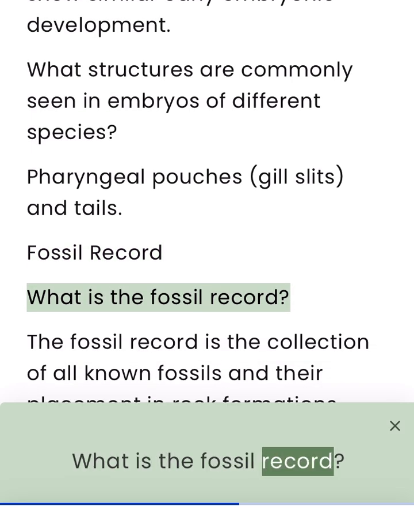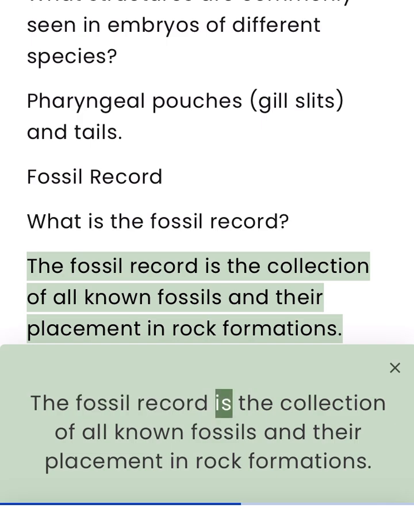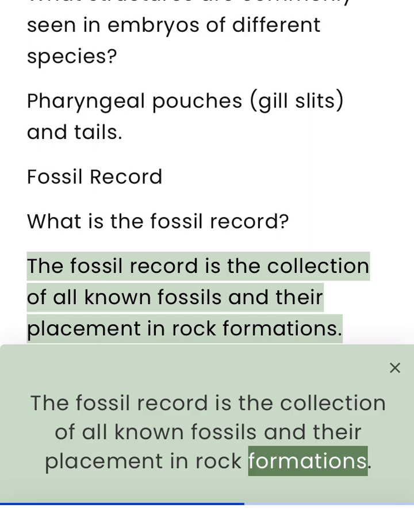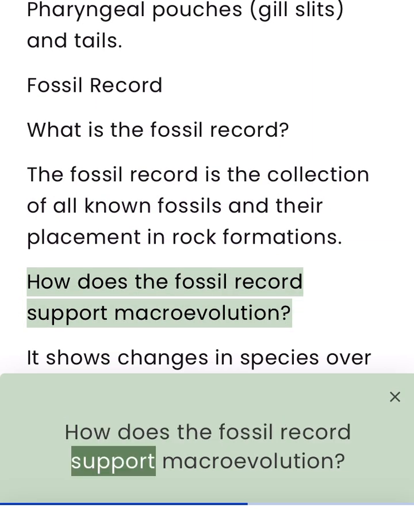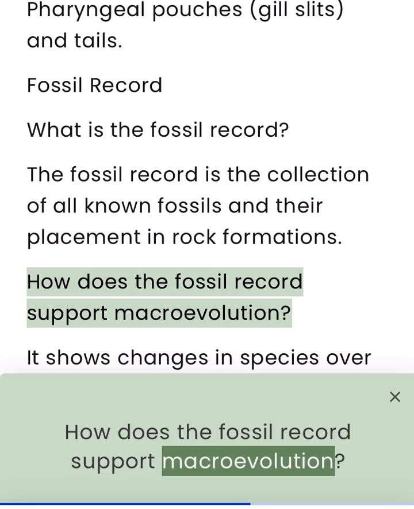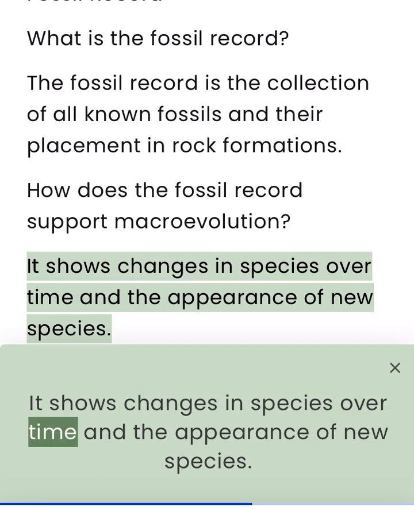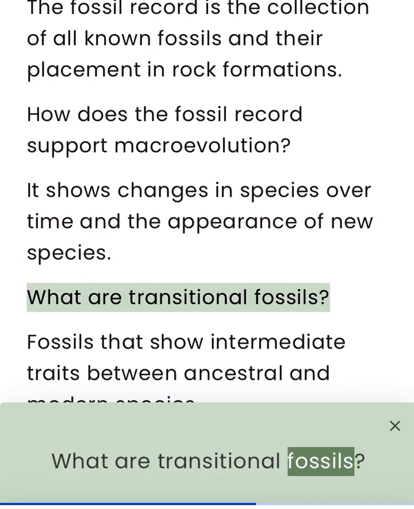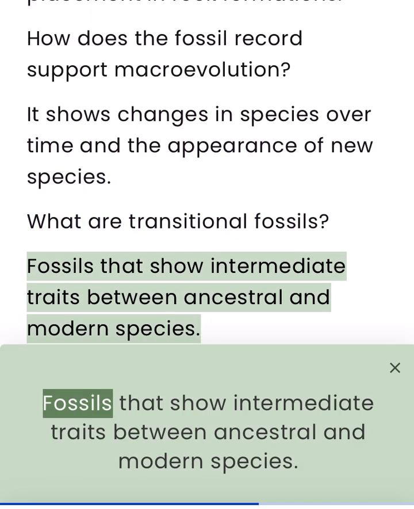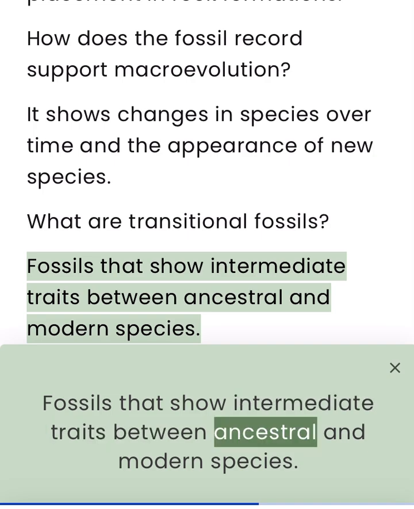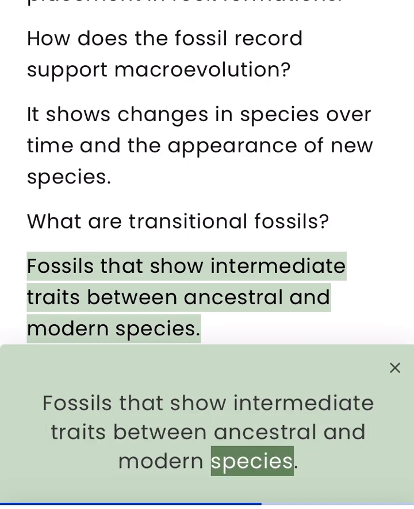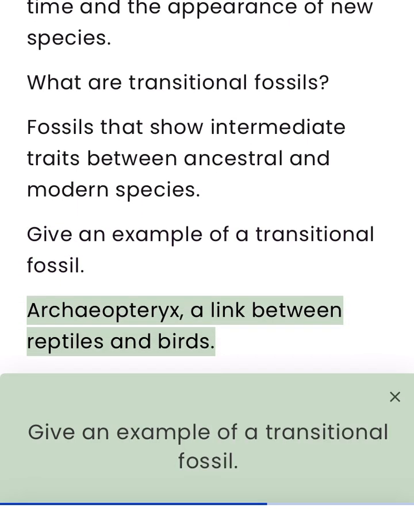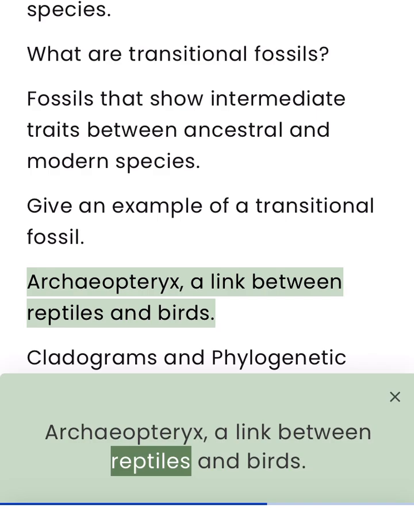Fossil record. What is the fossil record? Fossil record is the collection of all known fossils and their placement in rock formations. How does the fossil record support macroevolution? It shows changes in species over time and the appearance of new species. What are transitional fossils? Fossils that show intermediate traits between ancestral and modern species. Give an example of a transitional fossil. Archaeopteryx, a link between reptiles and birds.